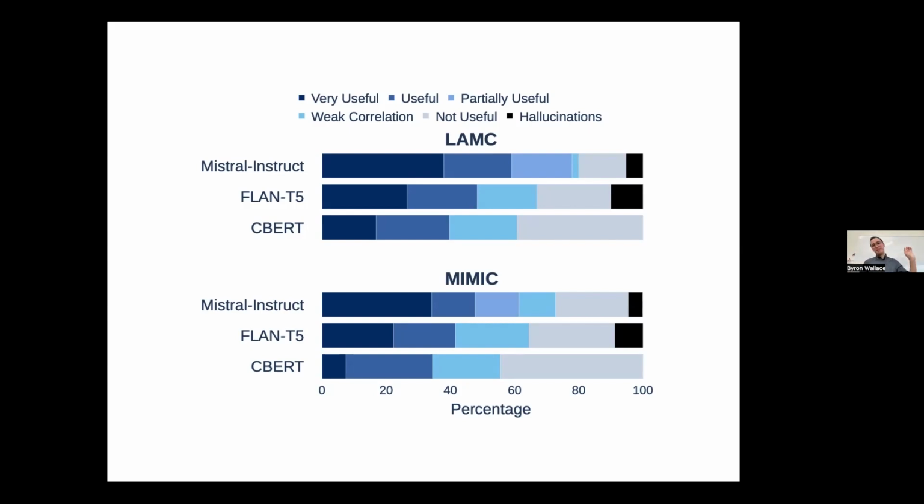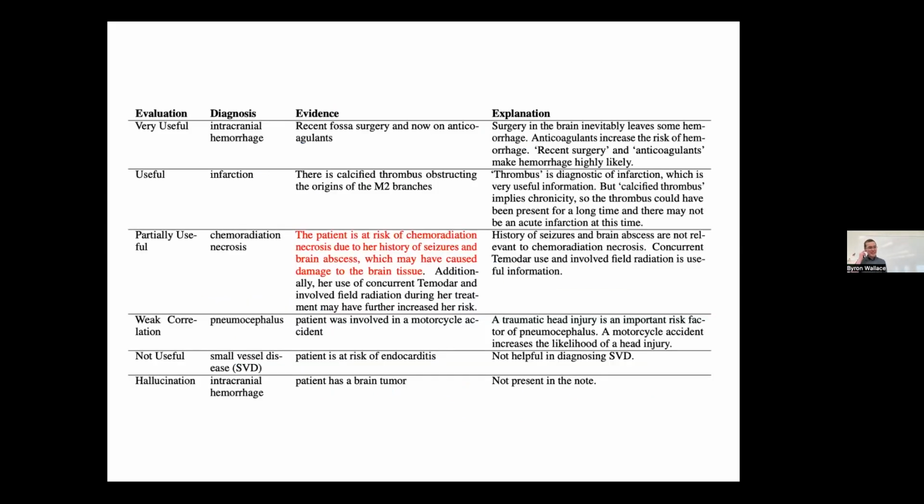But the black bars are obviously not present for clinical BERT, because those are hallucinations. So that's not great, right? In particular, here's an example in the bottom row. This is a real case of a hemorrhage, and the language model says, oh yeah, the patient has a brain tumor. But Jeff, the annotator, went through the entire note, and this was not there.